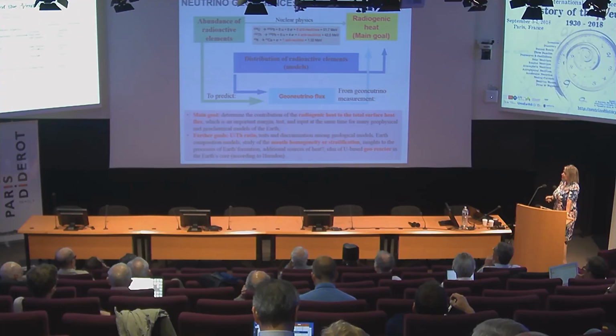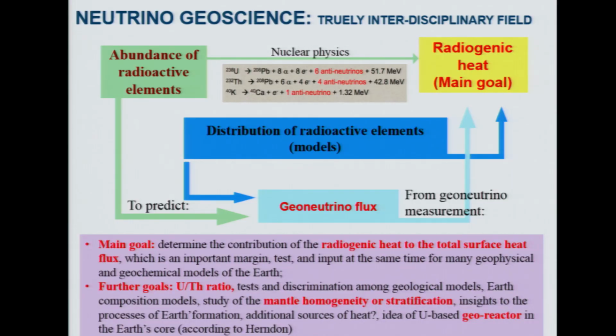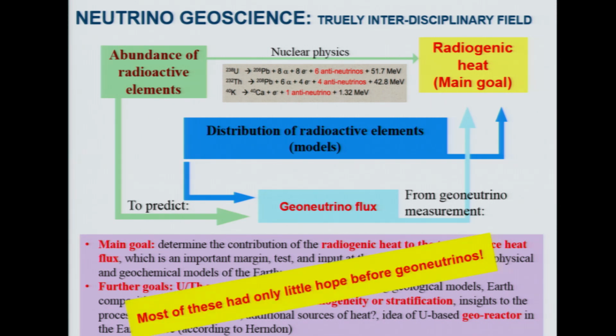The main goal of this field is this extraction of the radiogenic heat, but there are also other goals. For example, the measurement and determination of the uranium and thorium in the bulk Earth is very important in order to shed light on the processes of the Earth's accretion and formation. We can study mantle homogeneity or stratification processes, or we can test the ideas of additional heat sources in our Earth, as, for example, the idea of Herndon of the existence of a uranium-based georeactor in the Earth's core. What I would like to highlight is that most of these goals had only little hope of ever being answered before geoneutrinos came on the scene.